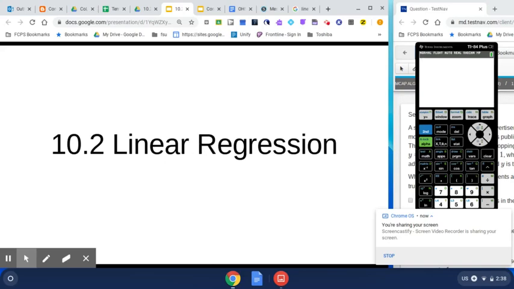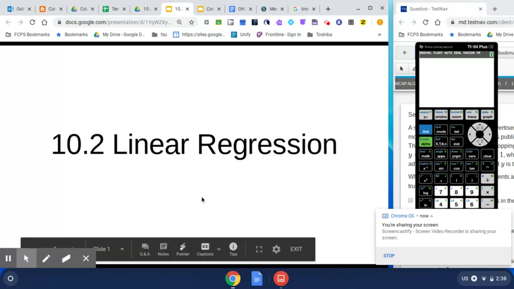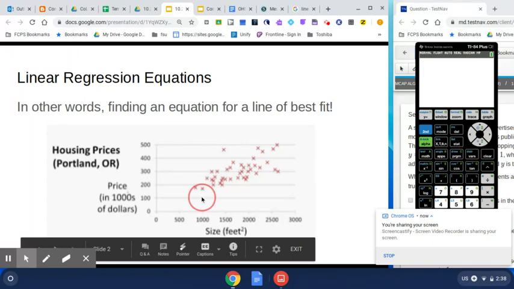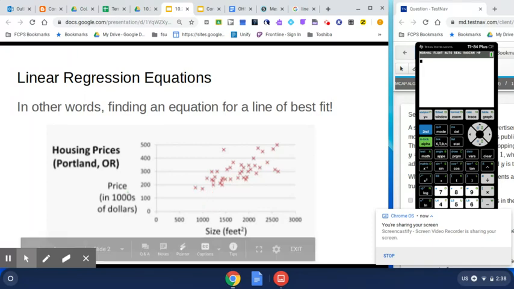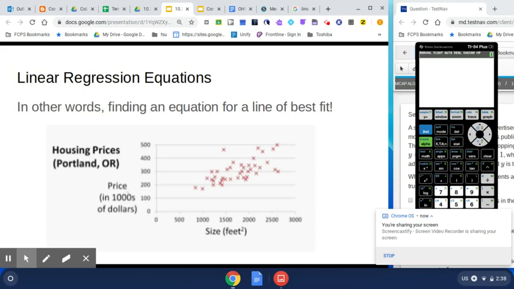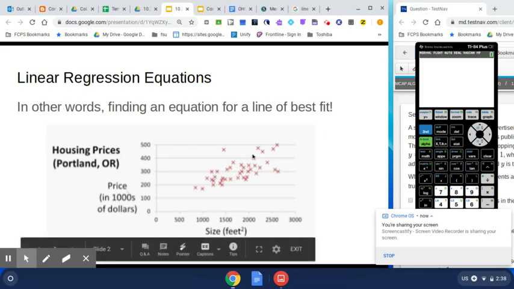Today we're going to be talking about how to find linear regression equations. This is section 10.2 in your book. First of all, a linear regression equation is basically how to find a line of best fit for a scatter plot. I put an example on the screen of a scatter plot comparing the size of a house in square footage to the price in thousands of dollars.